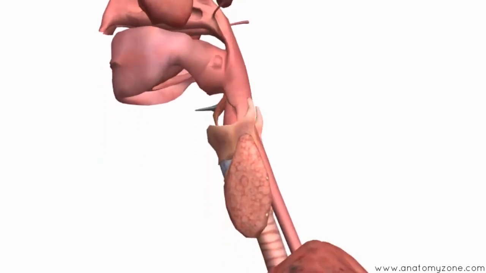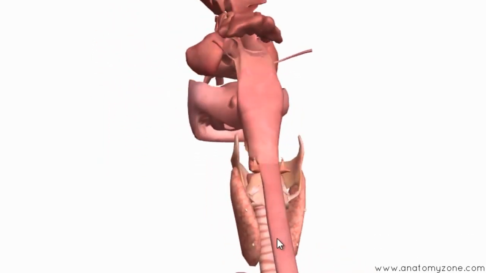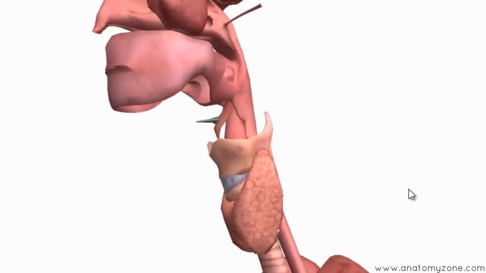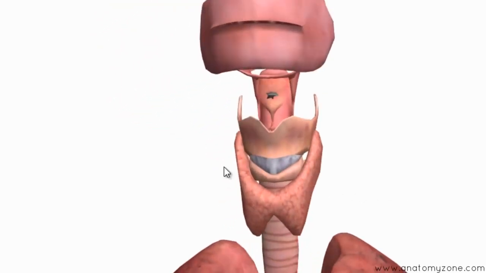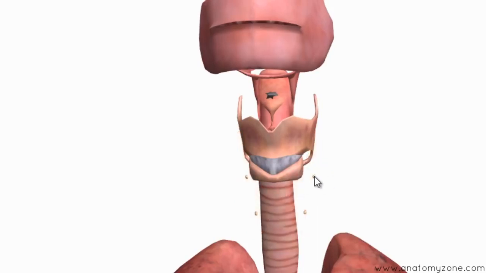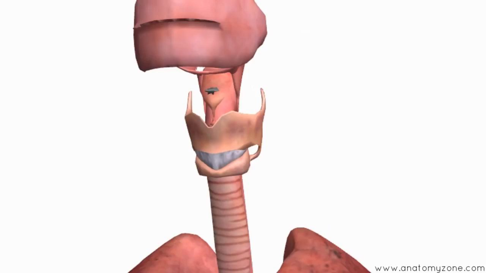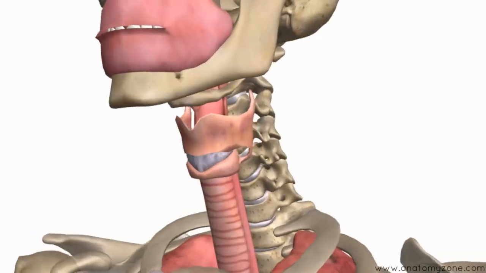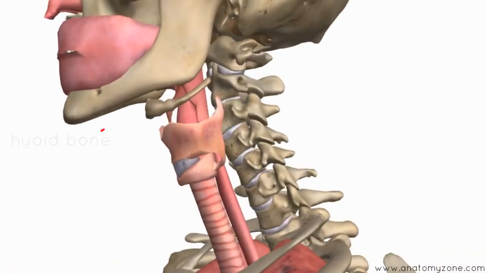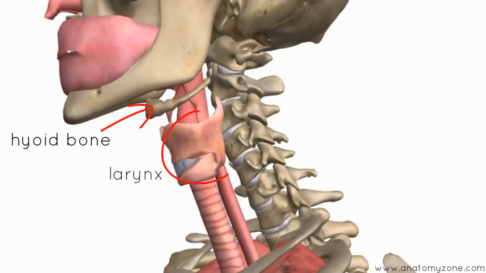So if I just rotate around, you can see the esophagus sitting posteriorly, and you can actually see the thyroid here. I'll just remove that and we'll take a look at the larynx. So the larynx is this set of structures here, and it's also known as the voice box. So it sits just behind and below the hyoid bone. So you can see the hyoid bone just here, and you can see this set of structures, which is the larynx.